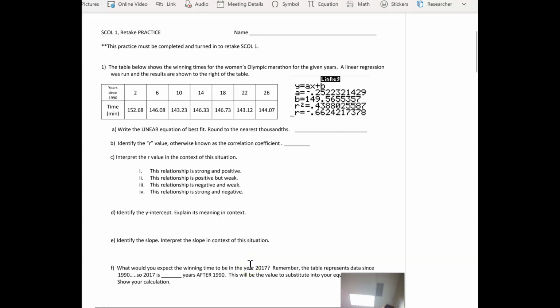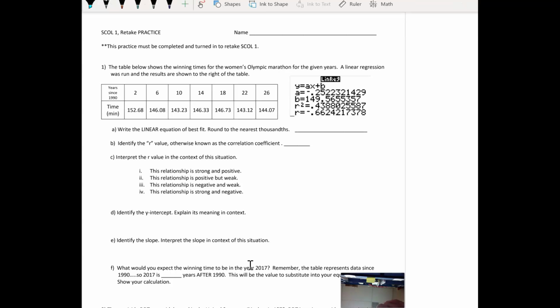So let's get started. All right, in our first one, we are looking at a table that shows the winning times for the women Olympic marathons. So in our original Showcase of Learning, it was for the men's, but now we're going to look at the women's. And so what we should be noticing is the same thing that we noticed on the last set, that our data is going down.